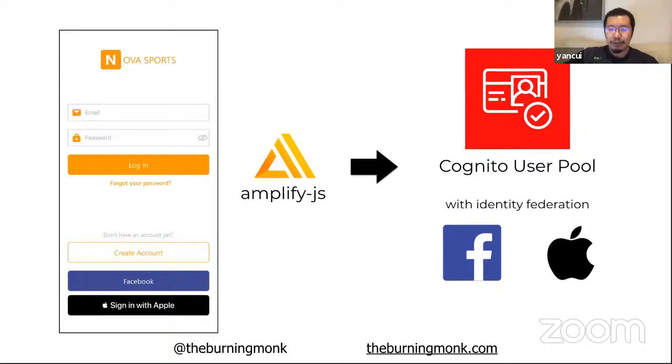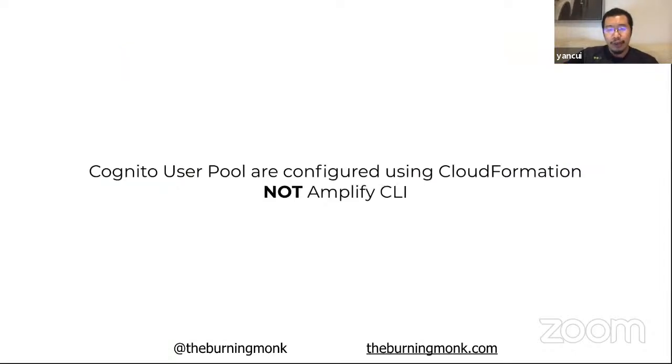But forcing yourself to use just one table, that doesn't make sense to me. In terms of authentication, as mentioned earlier, we use a Cognito user pool, and I set up identity federation as well, so that users can sign in using Facebook and Apple. And on the client side, we use the Amplify.js library to integrate with Cognito, which makes things quite simple as far as the authentication is concerned.